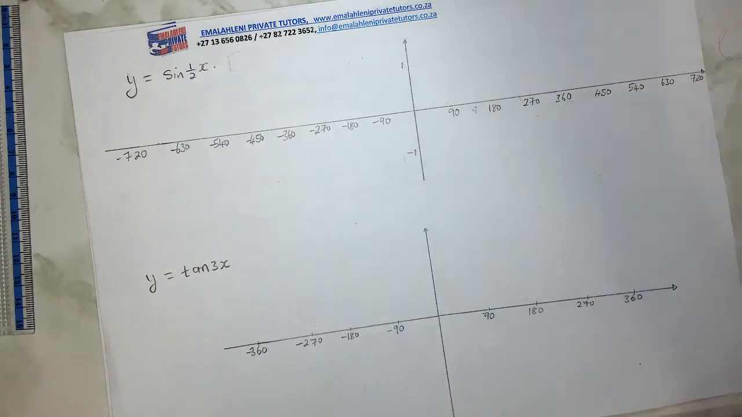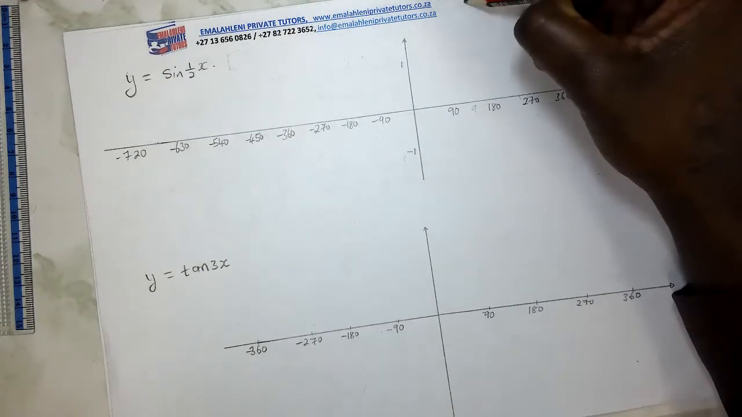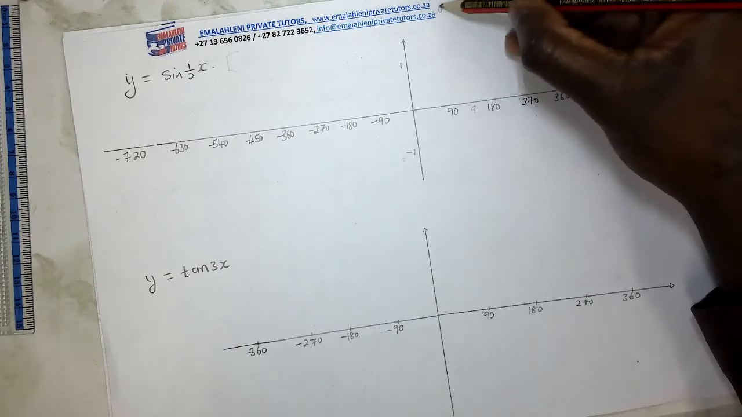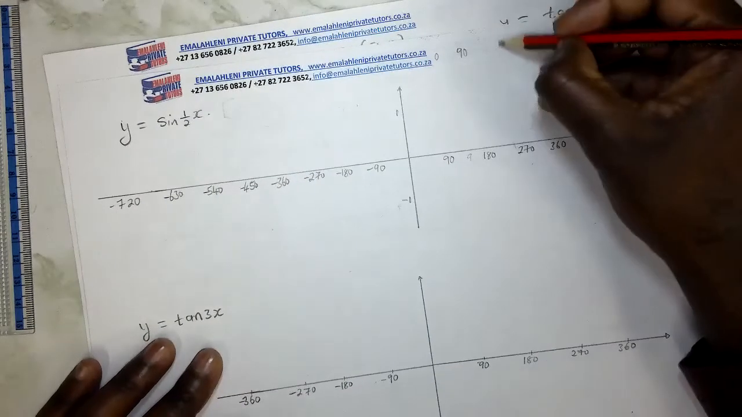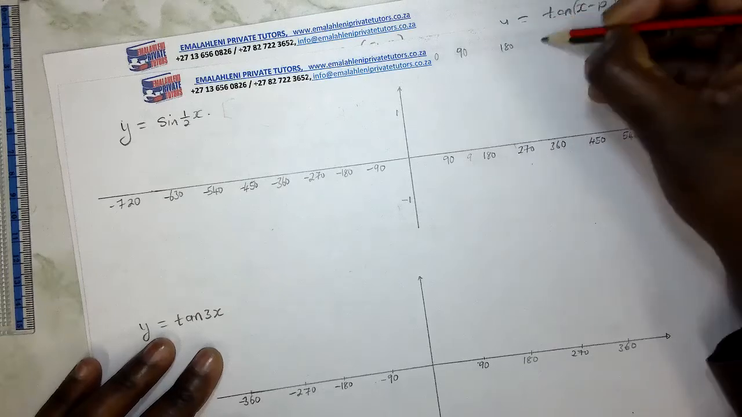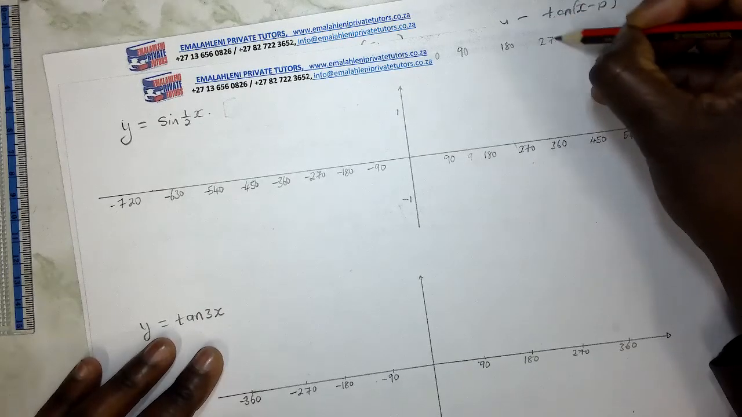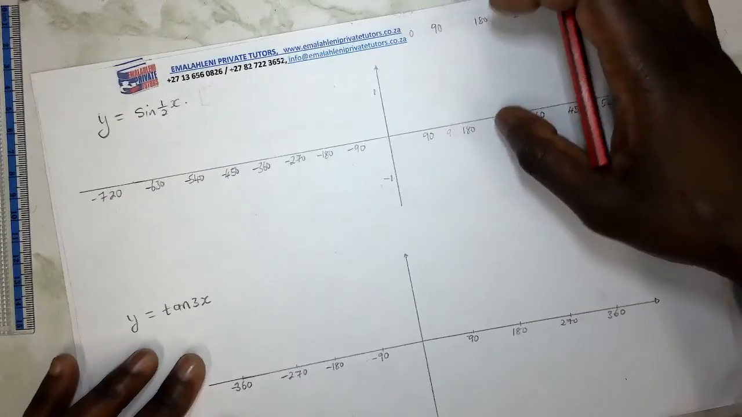Now we know what we are going to do with our new intervals. We have 0, 90, 180, 270 and 360. These are the major intervals that you always work with.